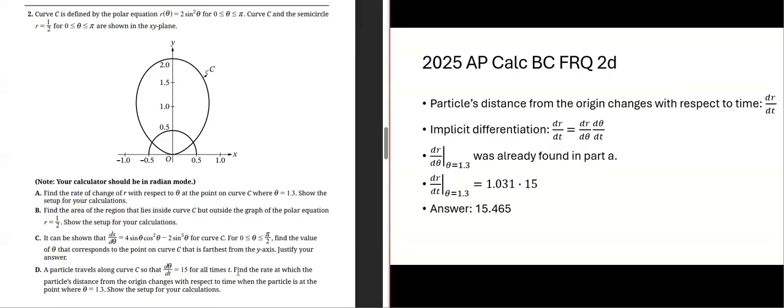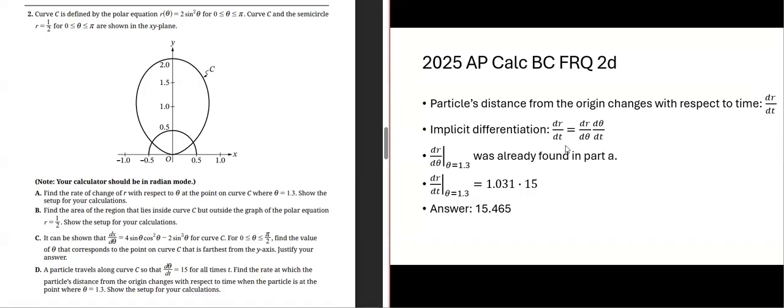It's asking for what? Rate at which the particle's distance from the origin changes with respect to time. So distance from origin is r. We want the rate with respect to time, so dr dt, that's what it's asking for, okay? How do we find dr dt? We have to implicitly differentiate. So dr dt is dr d theta times d theta dt. You can think of it as in differential form. The d thetas cancel, so you have dr dt, okay?